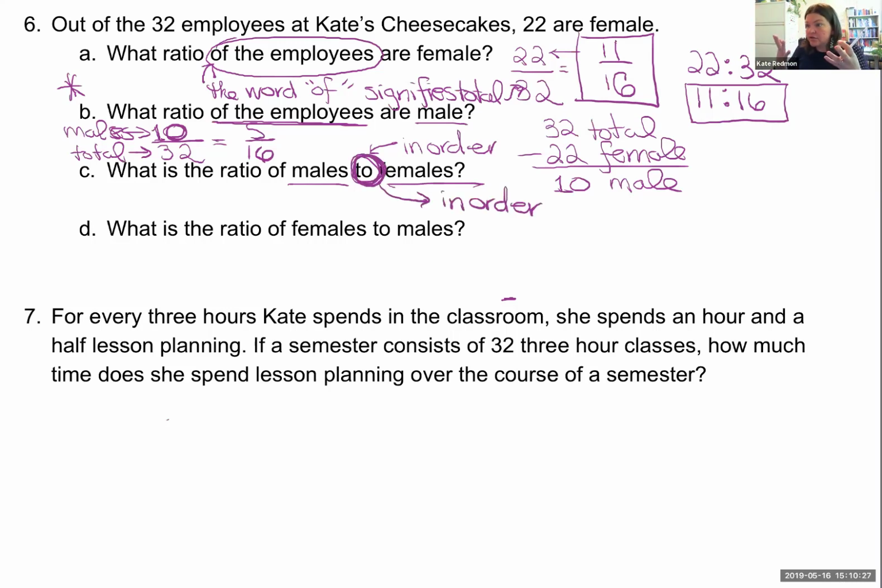And that's the confusing part of this. If it doesn't have the "to" language, then you have to translate the problem and try to figure out which part is the total and which part is the piece. But if it has the "to" language, you're going to go in the same order.